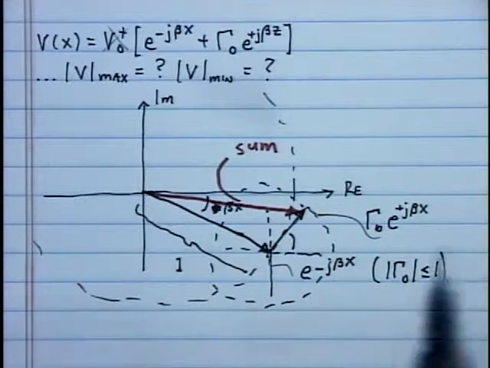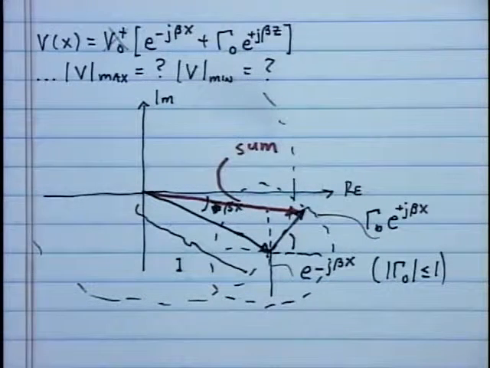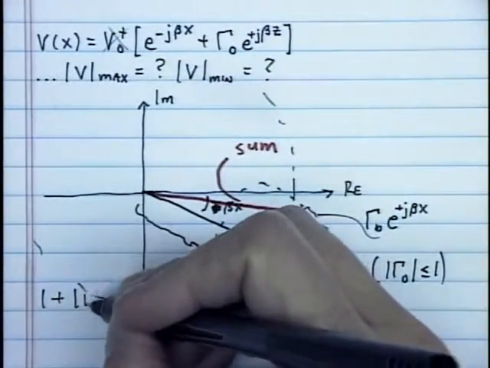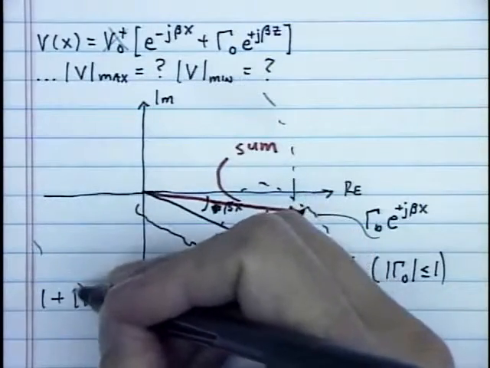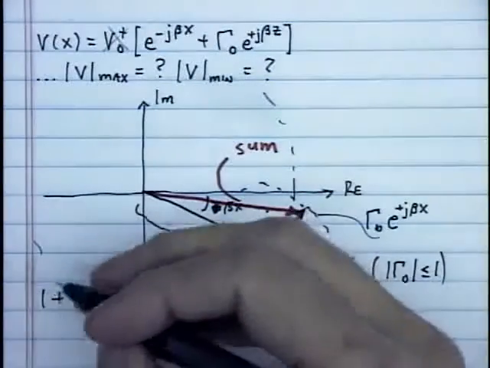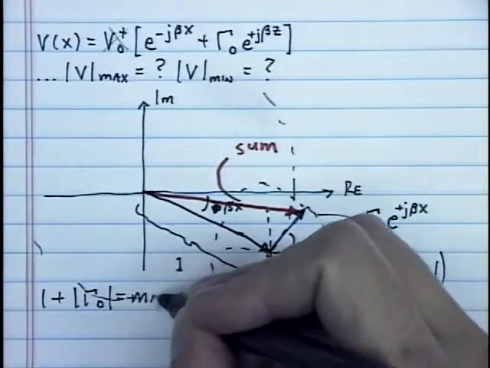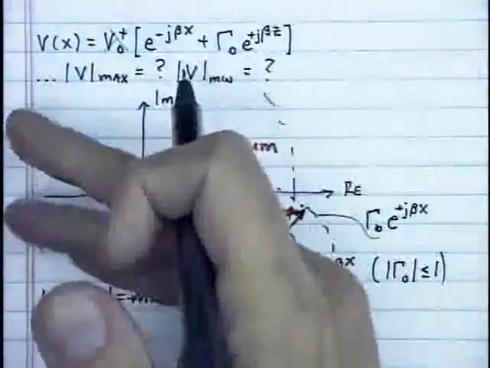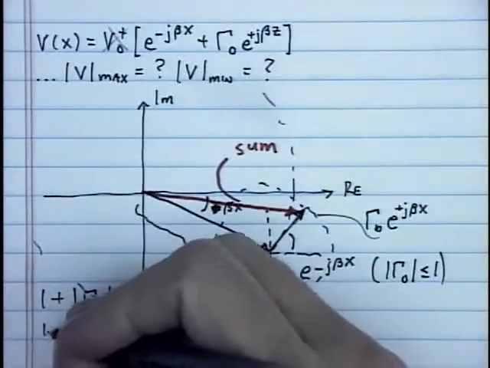Here's one thing I know, though. The longest that rubber band is ever going to stretch is what? 1 plus the length of the second stick, because the first stick is length 1, and the second stick has a length that's equal to the magnitude of the reflection coefficient. That's my maximum for the rubber band. And what's the minimum? 1 minus that, right? If that second stick pointed in exactly the opposite direction.